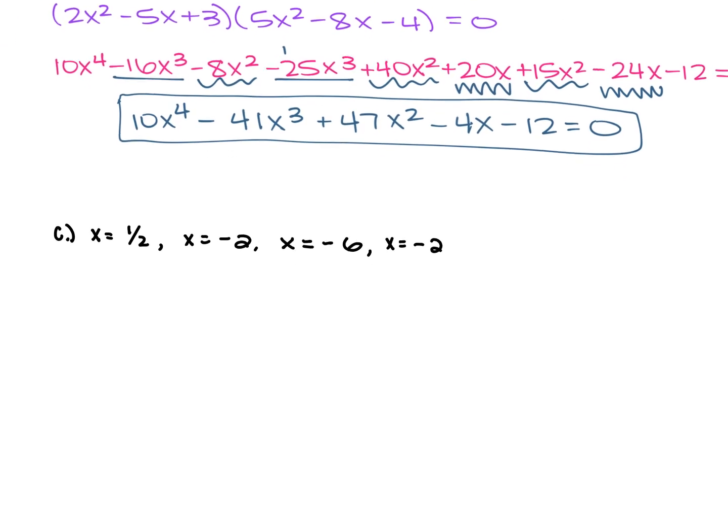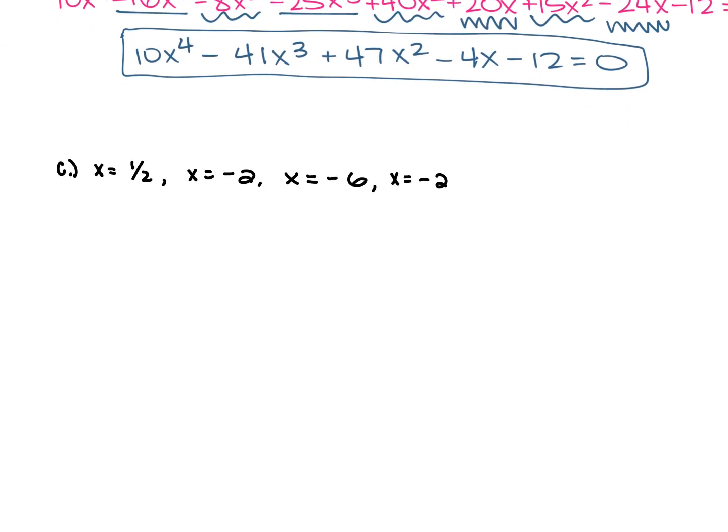For our last example, we have x is equal to 1/2, x is equal to negative 2, x is equal to 6, and x is equal to negative 2. For the x is equal to 1/2, we're going to start by multiplying each side by 2. So that gives us 2x is equal to 1. From there, we subtract 1 from both sides, and that's 2x minus 1 is equal to 0.